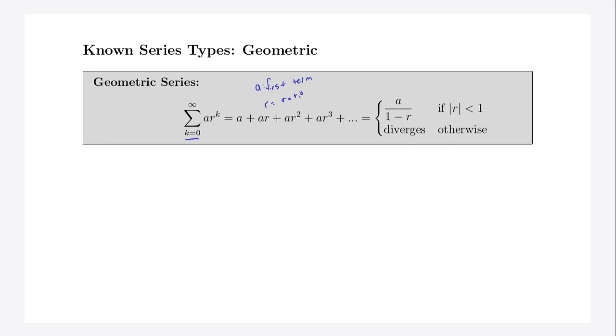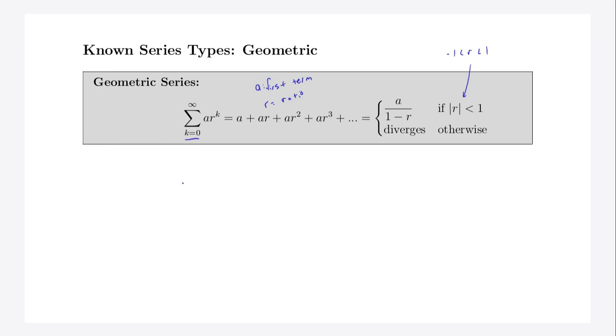And as long as the absolute value of r is less than 1, so we're saying things like -1 less than r, which is less than 1, if r is in between those two values, then we know that our series converges, and we specifically know what it converges to. And it diverges otherwise. So if r is bigger than 1 or equal to 1, less than or equal to -1, something like that.